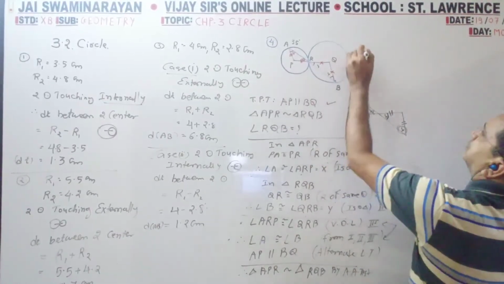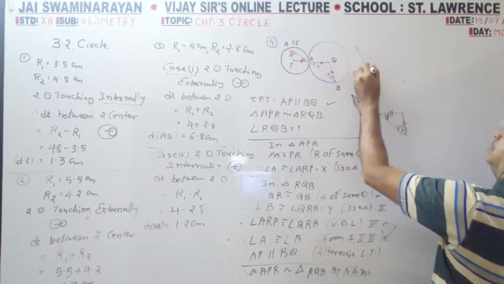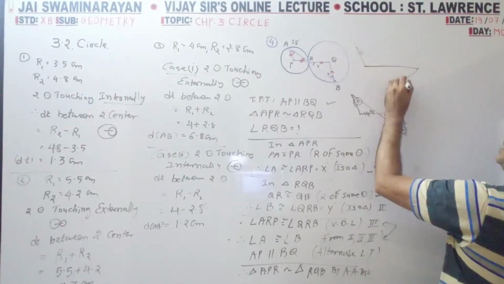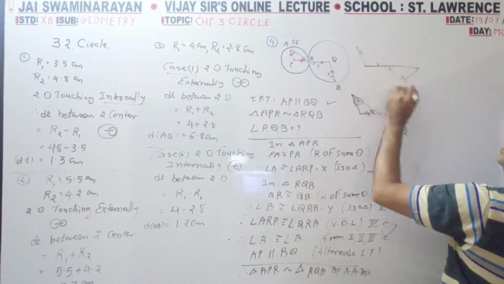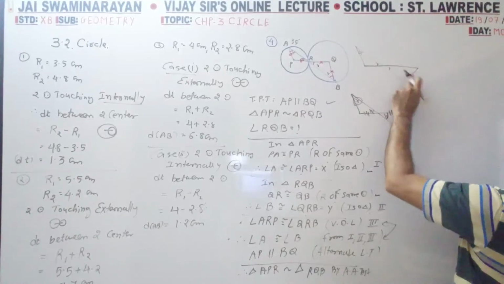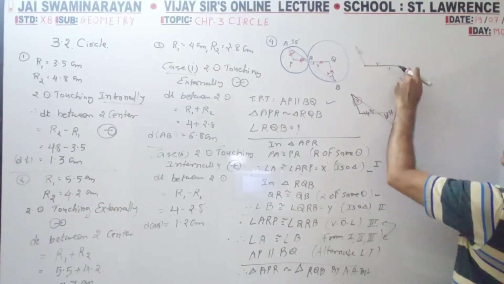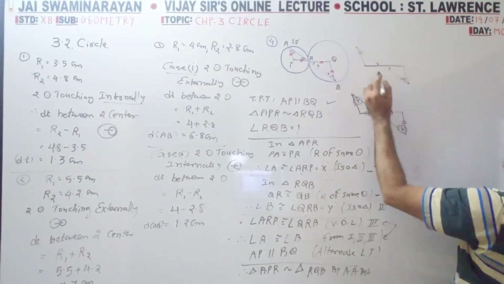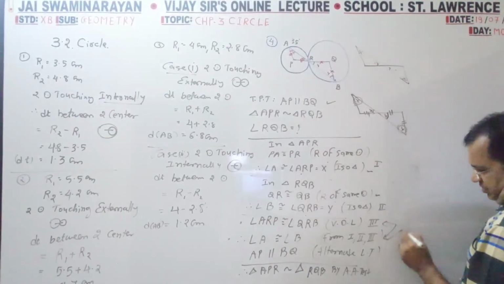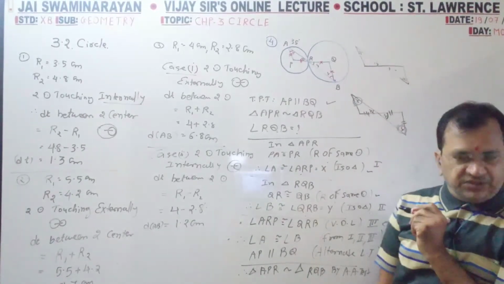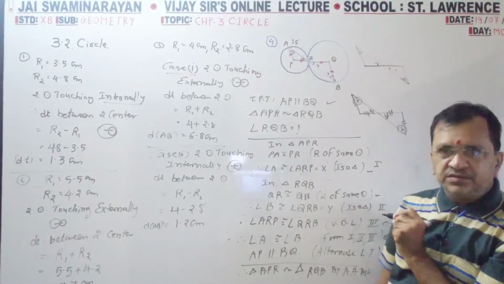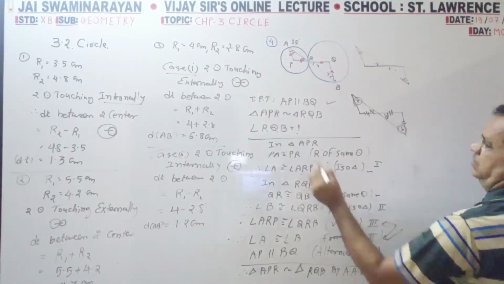Why? Because X and X are congruent, Y and Y are congruent. So one pair congruent, second pair congruent. So both the triangles are similar by AA test. Okay.